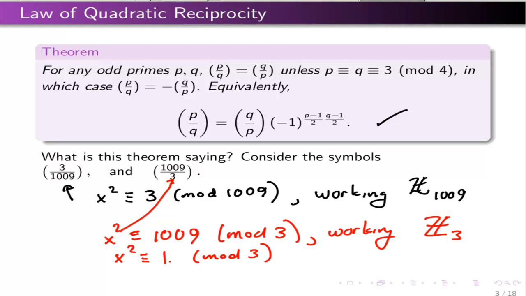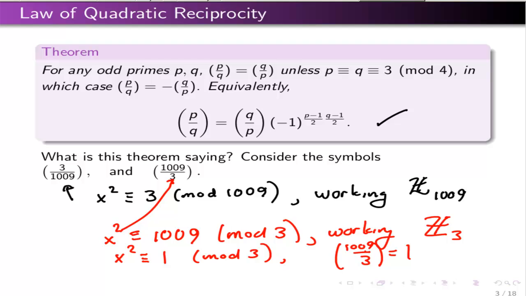And plainly, there are solutions. This has solutions, x equals plus or minus 1, and therefore (1009/3) is equal to plus 1. It is a perfect square.